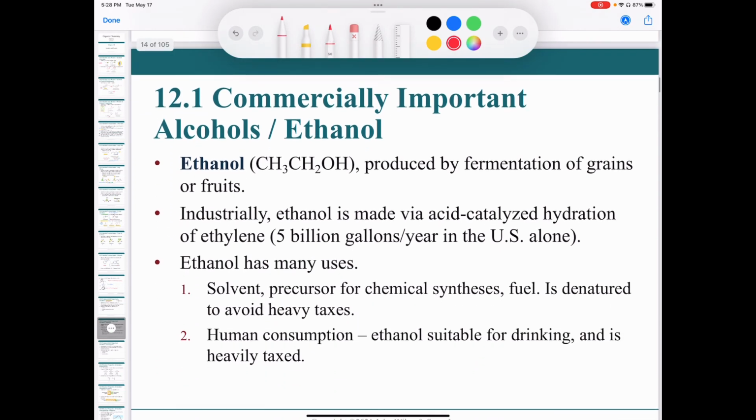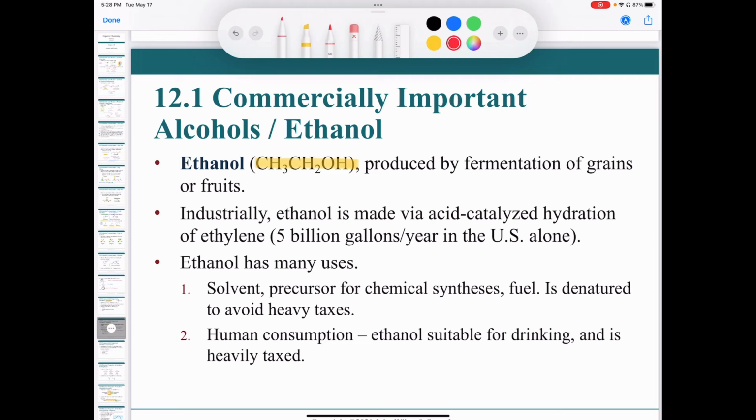The next one is ethanol. And ethanol that we think of in alcoholic beverages is produced from the fermentation of grains and fruits. And fermentation is nothing more than catabolism with no net oxidation. If you've studied biology, I'm sure you would have covered the concept of fermentation. So here's the formula of ethanol. It's CH3CH2OH. And industrially, ethanol is made via an acid catalyzed hydration of ethylene.